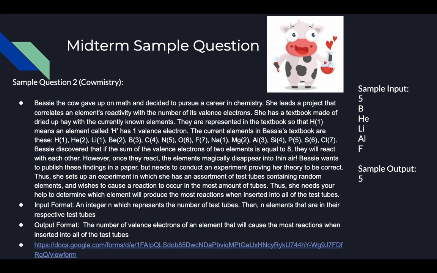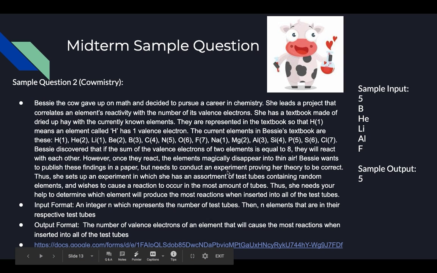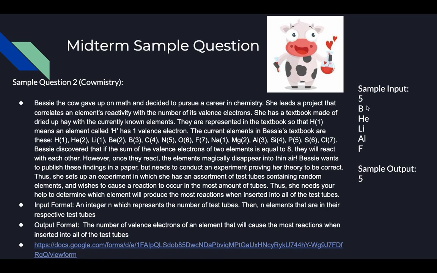Actually, the input format and output format can explain. The input format is an integer n, the first integer, which represents the number of test tubes, and then the n elements that are in their respective test tubes. So here we have boron, or B, He, which is helium. Wait, is that helium? I think that's helium. Li, lithium, aluminum, and fluorine. So we have these 5 elements after the 5, because we have 5 elements.